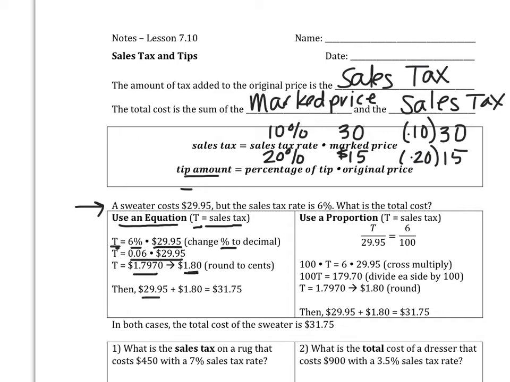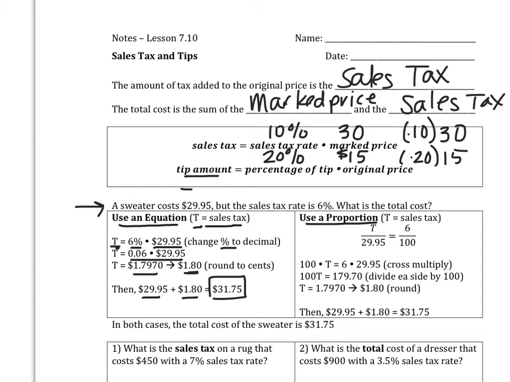Our original price was $29.95, and then we have to add the tax. So our total cost is going to be $31.75. That's one way to do it, using an equation. Another way to do it is to use a proportion.